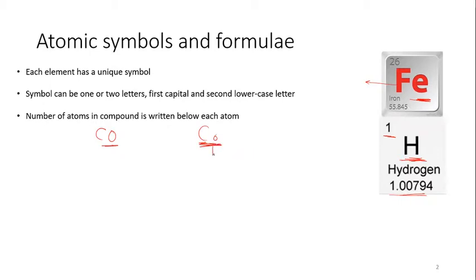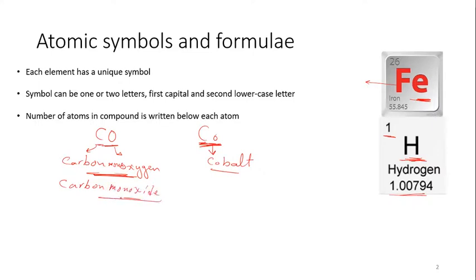The second one is actually the element cobalt, but the first one means I have a carbon atom and an oxygen atom. This is carbon monoxide, and this carbon monoxide is a compound, not an element.